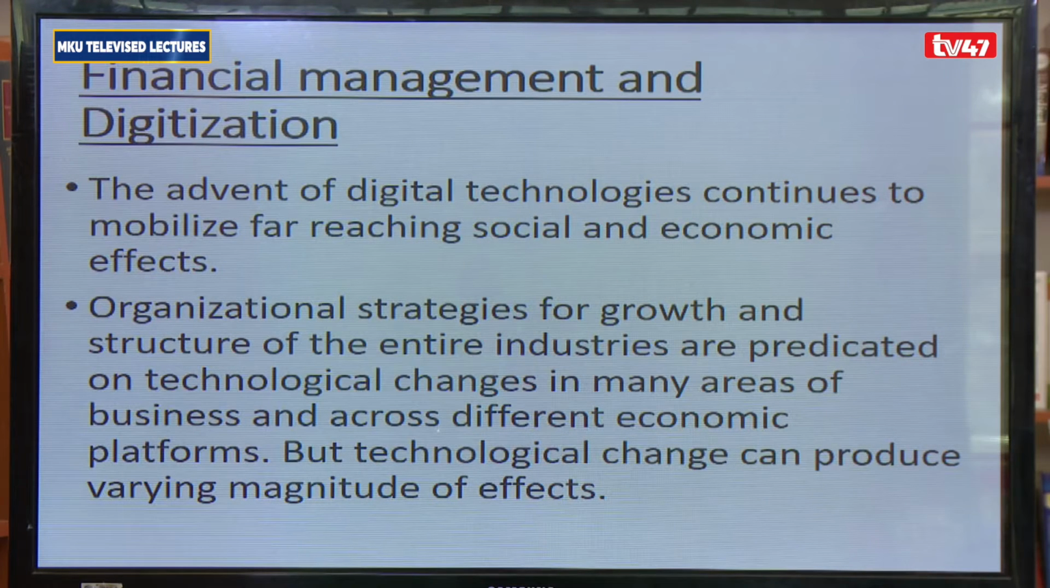Now, digitization is whereby, for example, with the banks, we don't have the banking hall where everyone has to go physically. Now they can use the internet, they can use mobile money in order to get the service. And because of that digitization within the financial sector, it has also affected the way the financial managers have to make decisions.